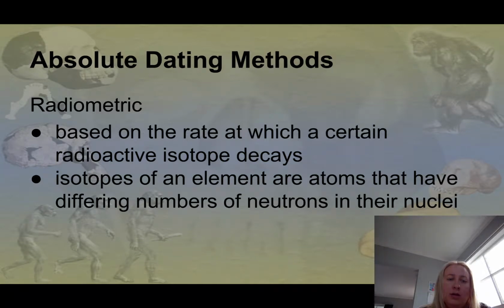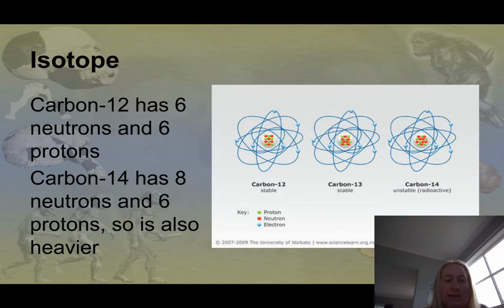Radiometric. These are based on the rate at which a certain radioactive isotope decays. So yes, a little bit of chemistry, but I've made it as simple as possible. So isotopes of an element are atoms that have differing numbers of neutrons in their nuclei. So here's an example of an isotope, and the most common one is carbon. So you hear about carbon dating.